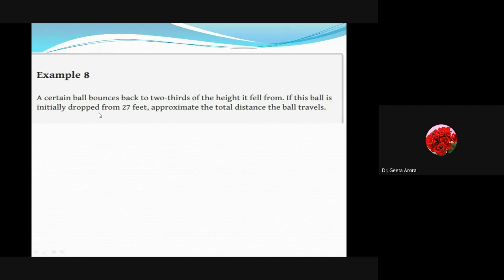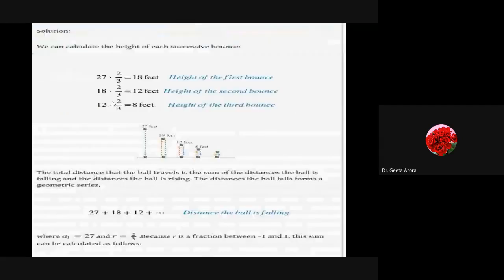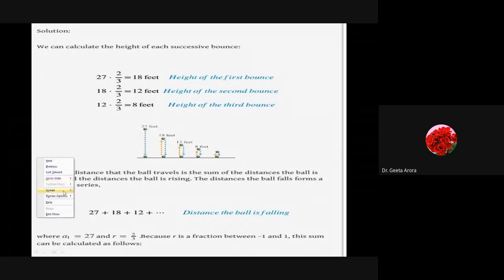We have to find out, if we throw a ball from 27 feet and we know the criteria of its bouncing, the approximate total distance the ball has traveled. So how are we going to see this? Initially, the height from which it is being dropped is 27 feet.